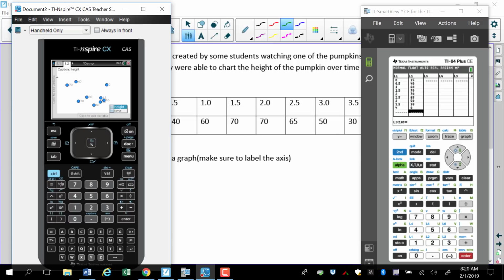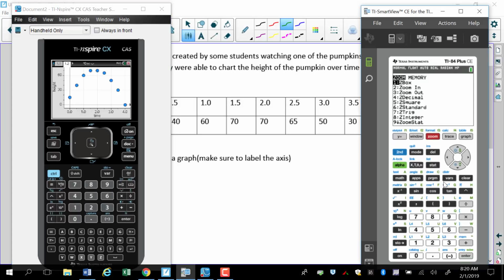Once you get here, you're going to put the time on the bottom, go over to here and click the height. And that's what you're looking for. On an 84 Plus, you're going to hit Zoom, and go down to 9 for ZoomStat. Again, if the points do not appear, go to your stat plots. Go to your Y equals screen and make sure that your Plot 1 is turned on. Notice it was blank, and now if you hit ZoomStat, it should work and you get the stat plots turned on.